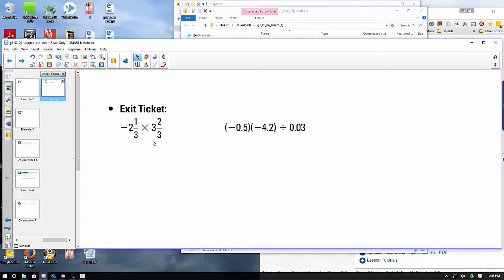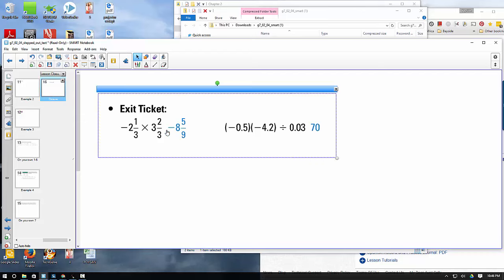And then finally, this will be the exit ticket that I will give you as you go. Just looking here, the answer is going to be a negative, right around 6 or possibly 7-ish. And then this one here, I'm going to first multiply these two together. So half of this, which is about 2.1. So positive 2.1 divided by this right here. So I have -8 and 5/9, or 8 5/9, and this one is equal to 70.